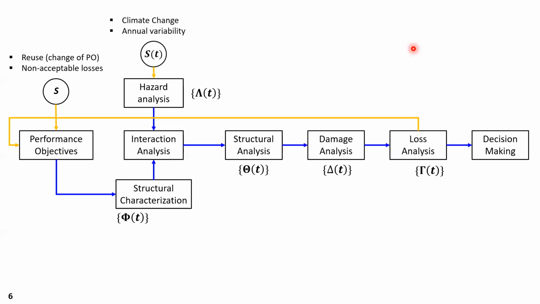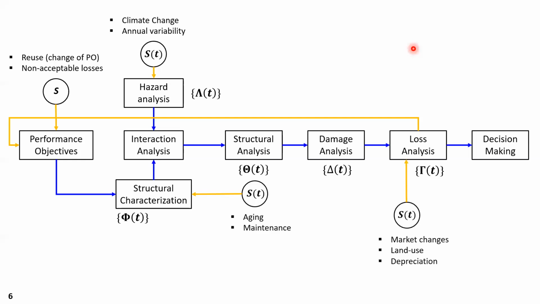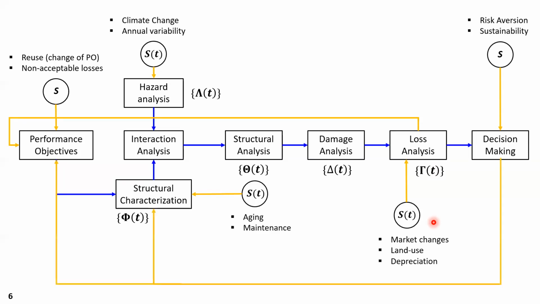For the hazard analysis, we have factors such as climate change and variability of the hazards. For the structural parameters, we have aging and maintenance. Aging can change, for example, the stiffness of the structures over time. Then we have market changes. We have changes in land use and depreciation. We have also some factors affecting the decision process, such as risk aversion of the stakeholders making the decision and some sustainability requirements. This decision making will obviously change the performance objective and the structural parameters.